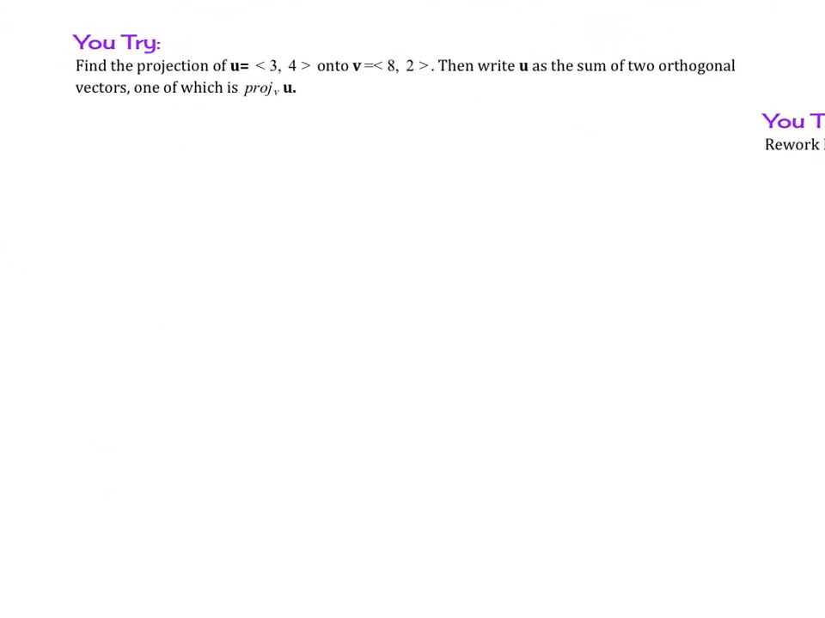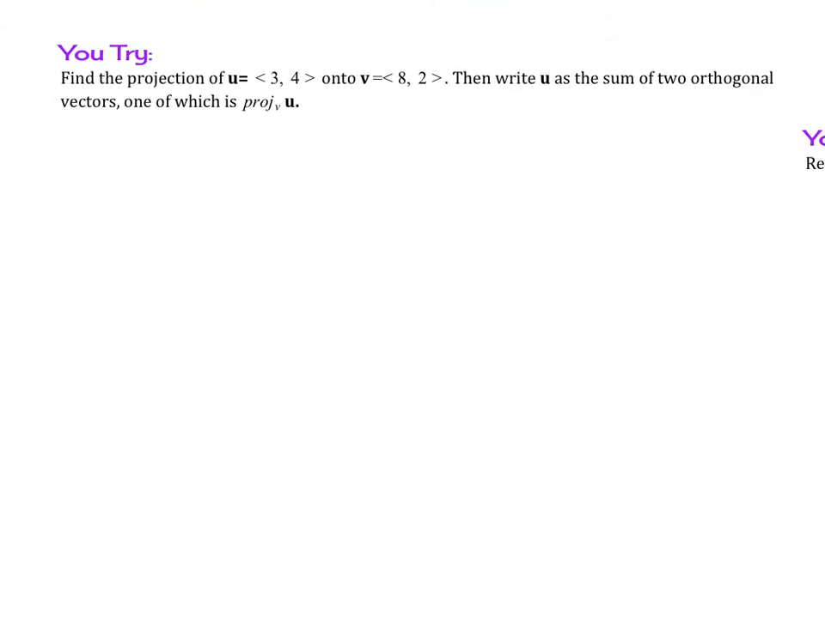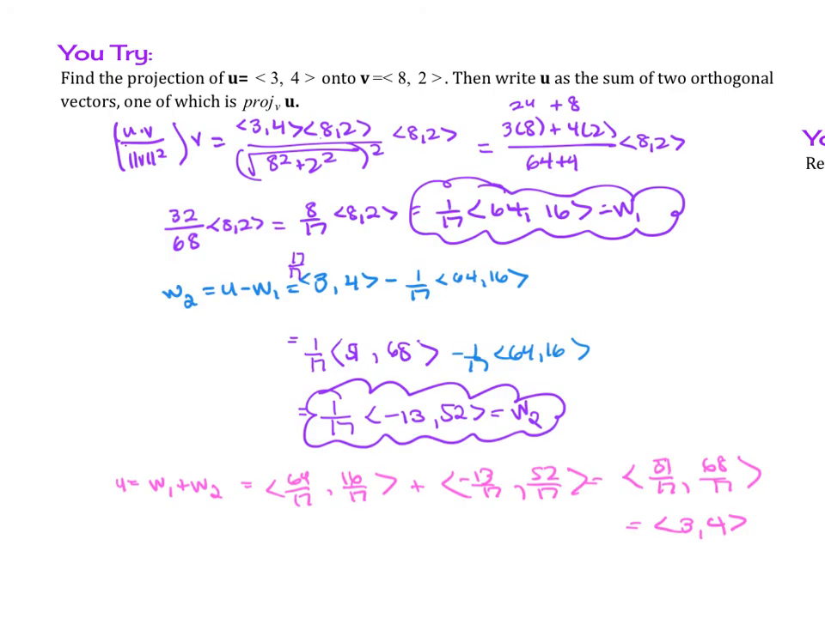So try this out. Find the projection of u, (3, 4), onto v, (8, 2). Then write u as the sum of two orthogonal vectors, one of which is the projection of u onto v. Okay, so trying this out, you should have gotten 1 over 17 times (64, 16). So you could write it in this way, it's what they do in the book, or you can distribute it, and the 17 can be in the denominator.